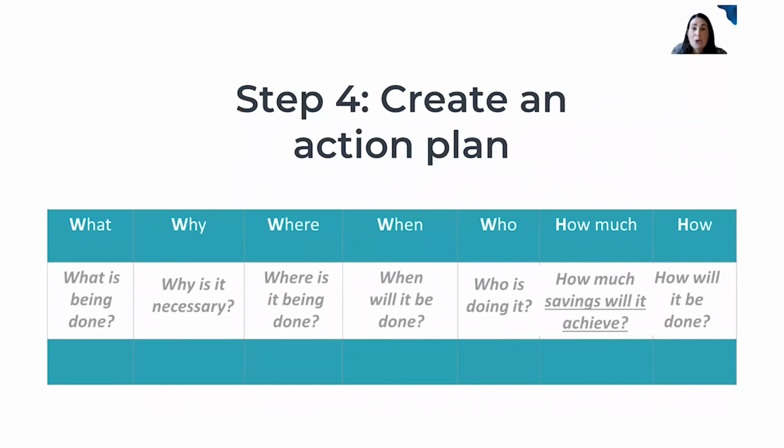Step 4, create an action plan. Once you've defined what you have to do, use this 5W2H template to create an action plan. Start with what. For example, what are you doing? Canceling a certain subscription. Why is it necessary? It's no longer being used, creating additional costs. Where is it being done?